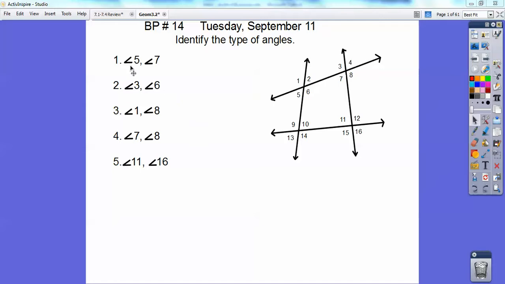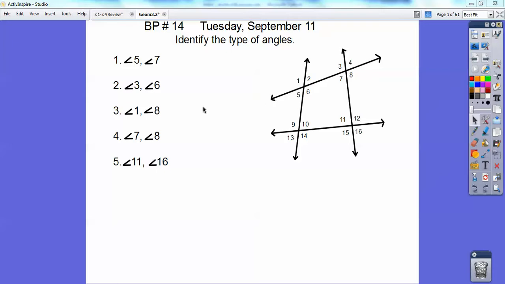So right here, angles 5 and 7, we have to identify those. 5 and 7 are called corresponding angles. They're on the same side of this transversal right here, and one's inside these other two lines and one's outside. See how 7's inside these other two lines and 5 is outside? Those are called corresponding angles.